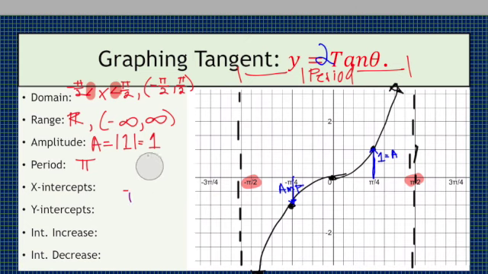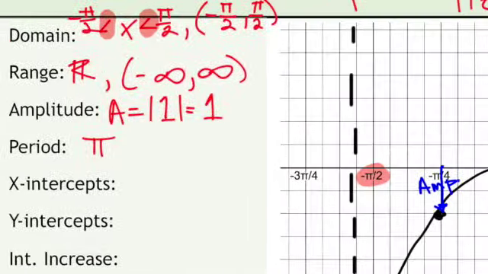Okay. So, what are the x-intercepts? X-intercepts for this one are really nice. We just have our 0 value, right? We have 0 and 0. Perfect. Our y-intercept, same thing.